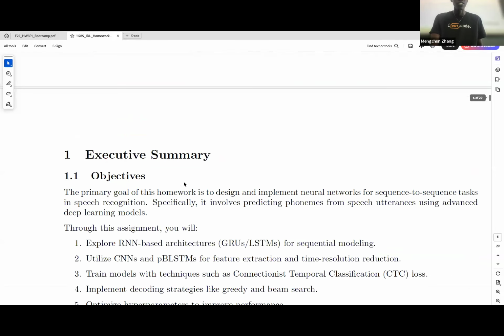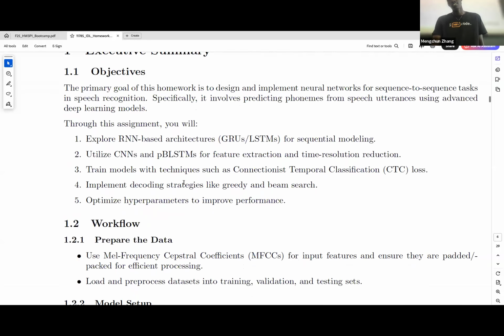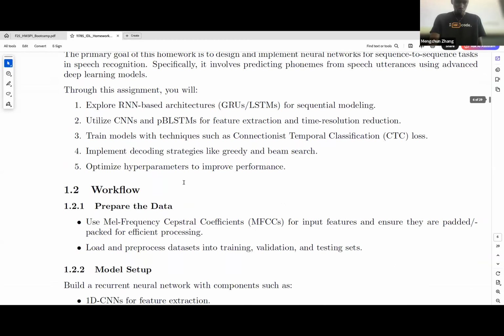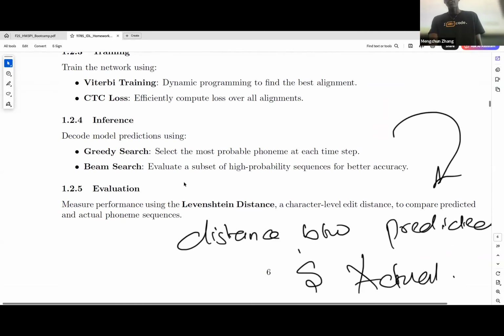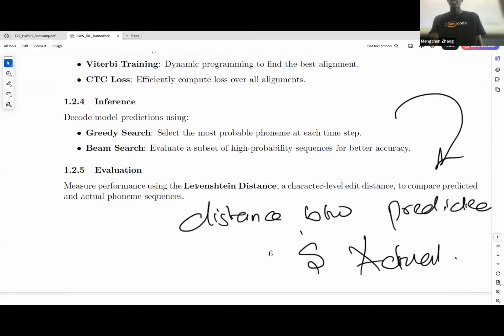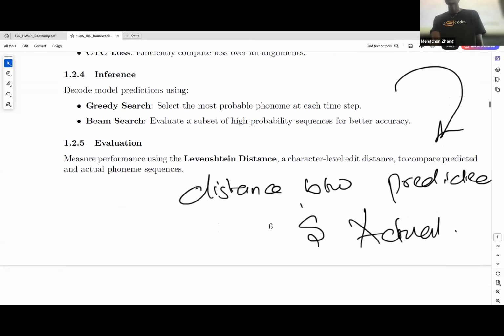So we are moving into the executive summary. As I told you, it's LSTM. It's really nothing much. The main thing I would like you to learn is the Levenshtein distance. What is the Levenshtein distance? This is what we'll be using to judge your score on Kaggle.